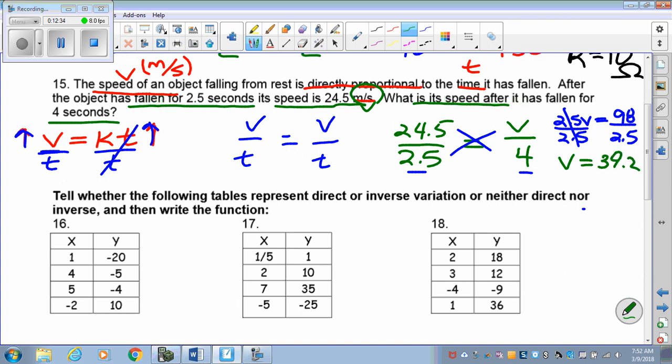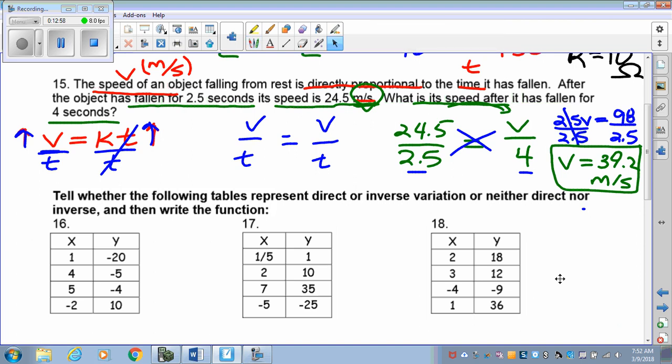So v, my velocity, is 39.2. And again, units, because it's a science problem, so I'm going to say meters per second. The units help you. That helps you know that you got it right, actually. The units are your guide. And we did: the velocity did increase. It went from 24 to 39. That's another way to tell that we did it right. Okay, good job. Now let's look at these tables.